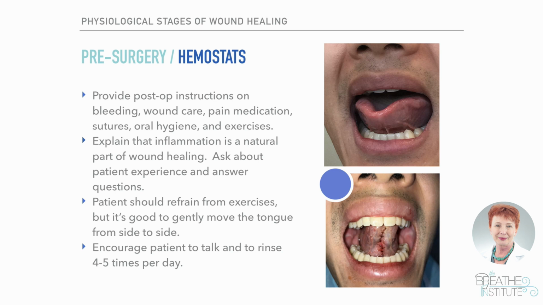So now let's go a little bit over the physiological stages of wound healing. Obviously, we have the hemostasis or bleeding at the time of the surgery. And like I already mentioned, it could be a little bit of oozing, which is considered normal the first day. Right after the surgery, we advise the patient to keep rinsing and to talk and move the tongue lightly. And if they can, only if they can, if there is no pain present, to do light clicks.